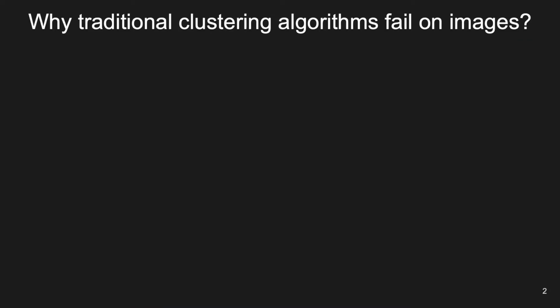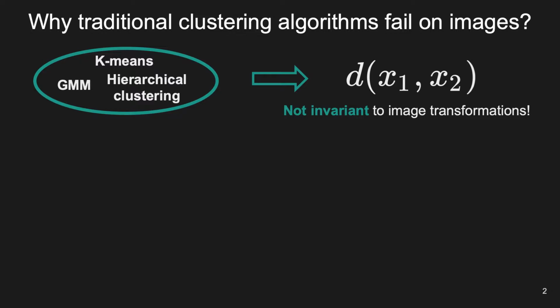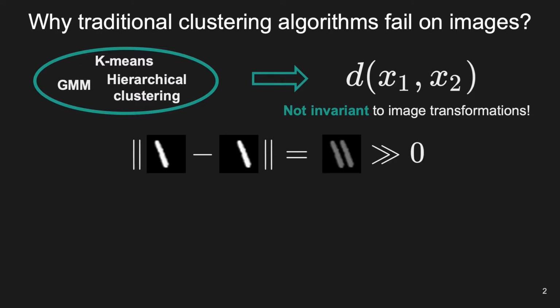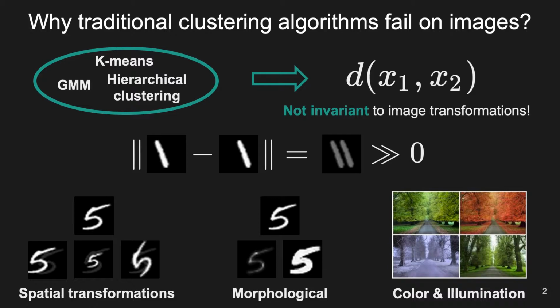Why do traditional clustering algorithms fail on images? If you look at standard clustering algorithms, they typically rely on distances, which are not invariant to image transformations. Even in the simplest case of translated images, the resulting L2 distance is not informative if images are not aligned. And this observation holds for more complex image transformations.